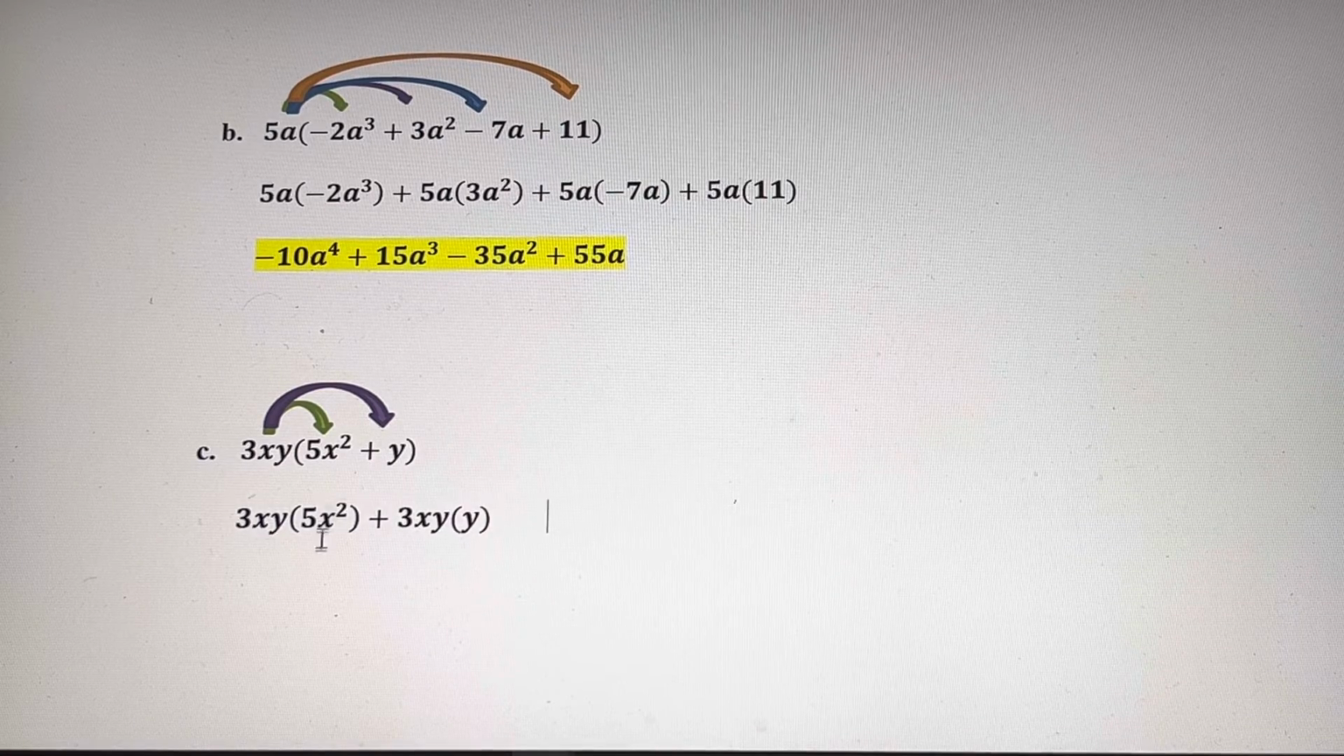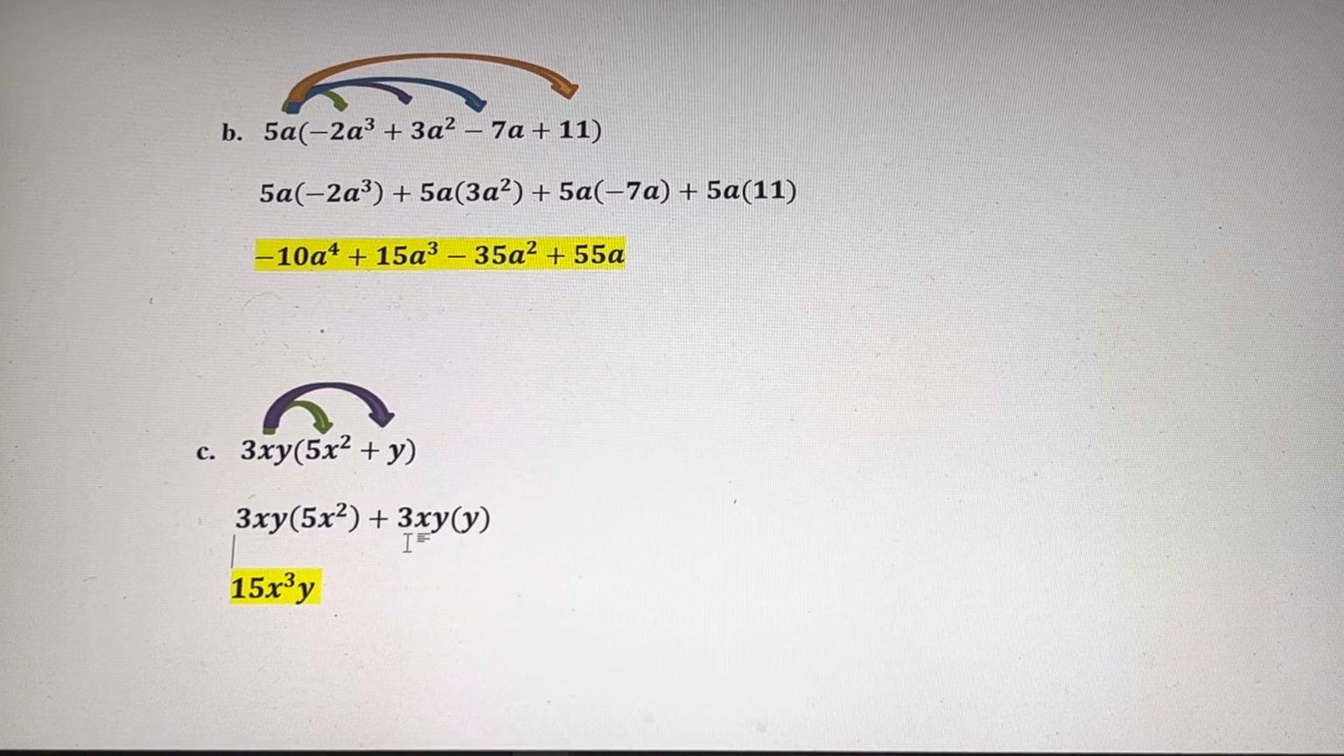So we just want to be careful here. This should take you back to the previous video, the previous set of notes we did. So 3 times 5 is 15. X to the first times x squared is x cubed. And then we just bring the y down. So 15x cubed y for this one, okay?